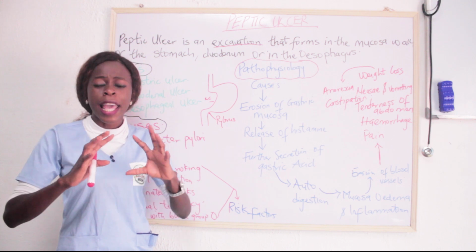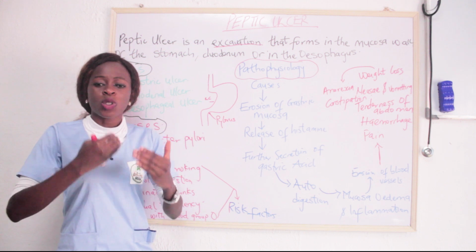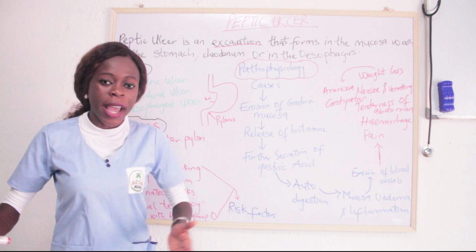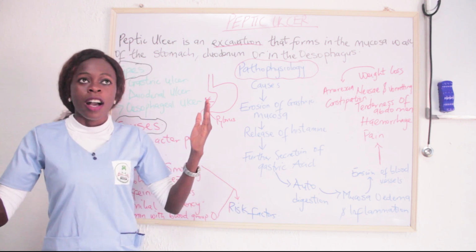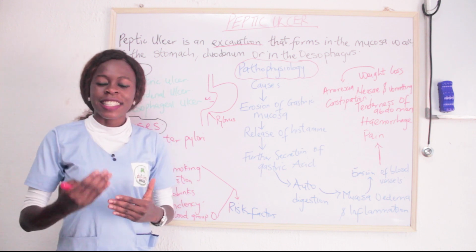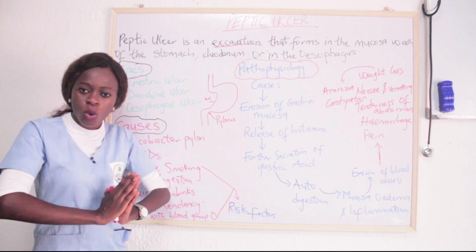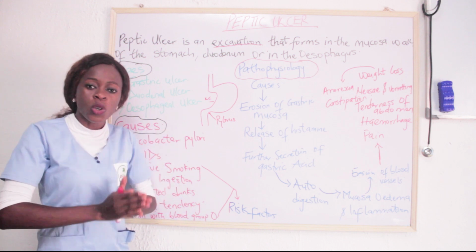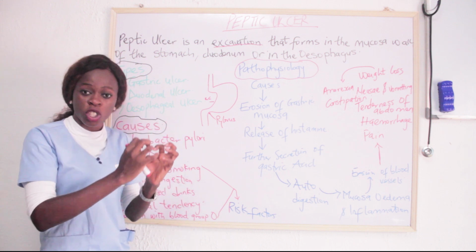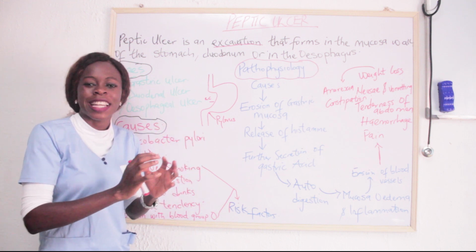The prostaglandins help to protect the mucosal lining of the stomach. But when you continuously take NSAIDs as a result of pain, as a result of osteoarthritis, it reduces the prostaglandins in the stomach. It reduces what? It reduces the prostaglandins. And when the prostaglandins are reduced, the mucosal lining is no longer protected or defended as usual.